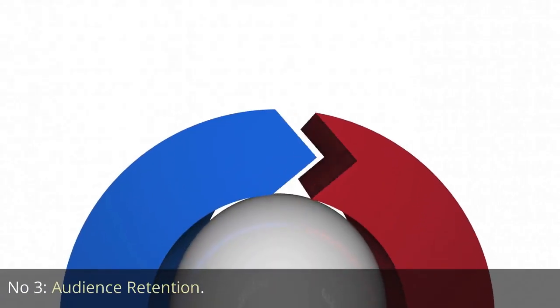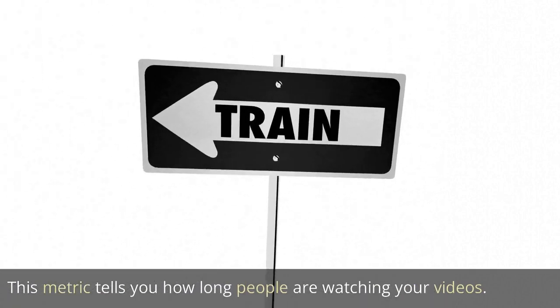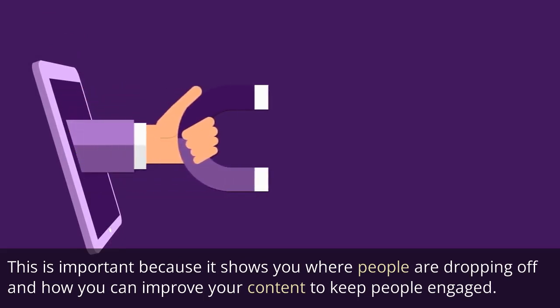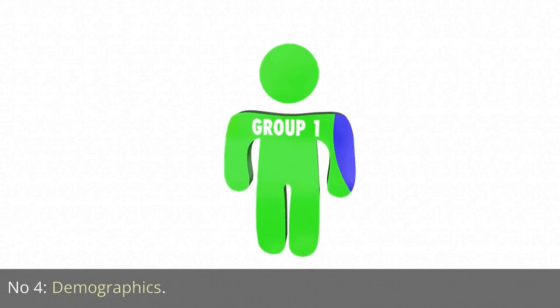Number 3, Audience Retention. This metric tells you how long people are watching your videos. This is important because it shows you where people are dropping off, and how you can improve your content to keep people engaged. Number 4, Demographics.